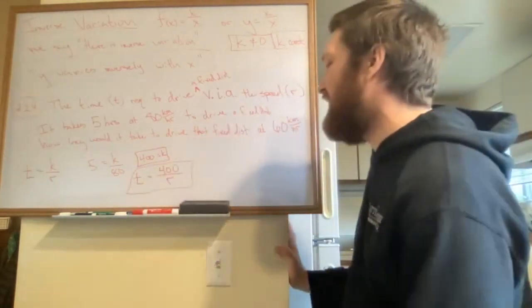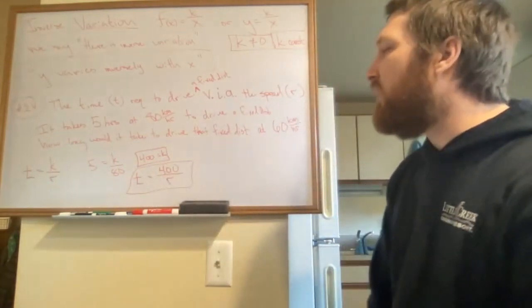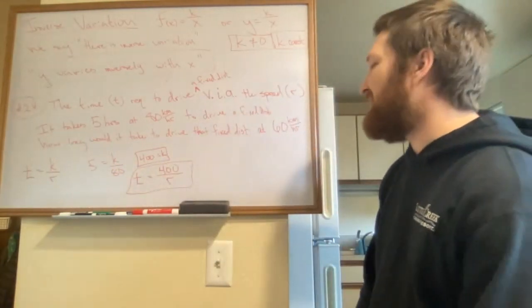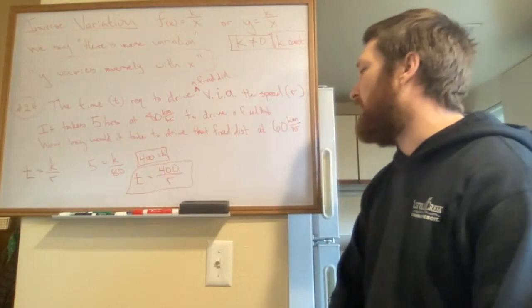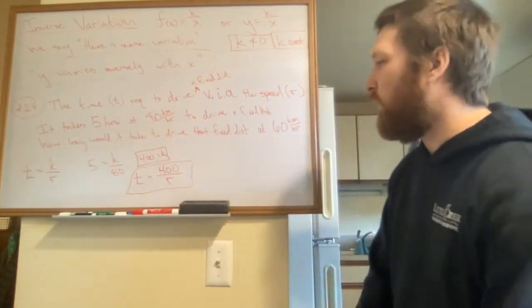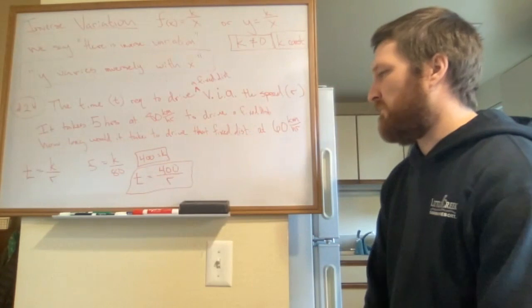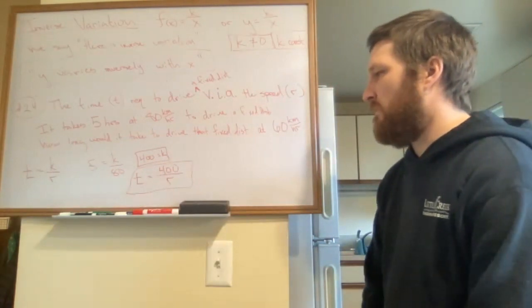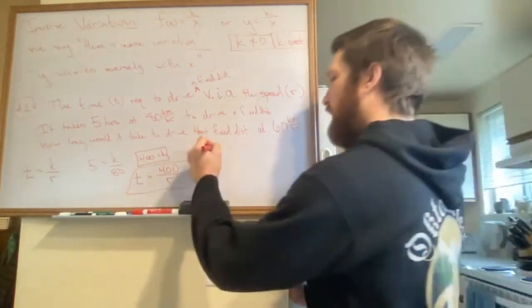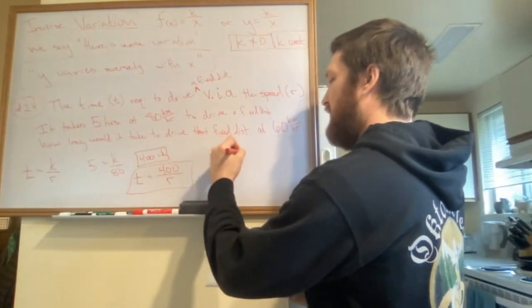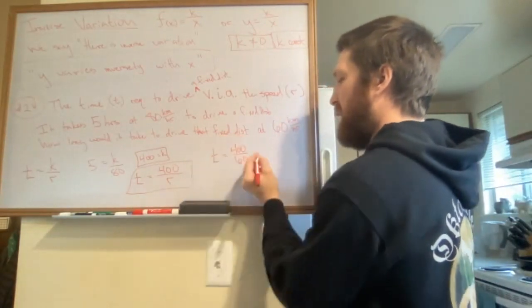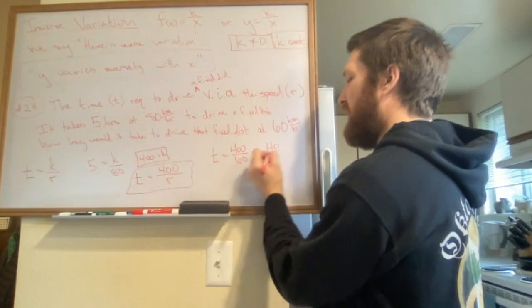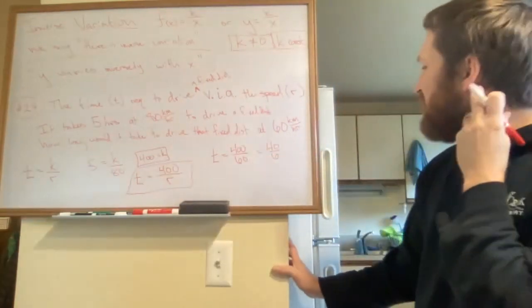Good, excellent. Now, how long would it take to drive that fixed distance at 60 kilometers per hour? What do I do? Well, you solve for T, so you have T equals 400 over 60. There we go. T equals 400 over 60, which is 40 over 6, which we're done.